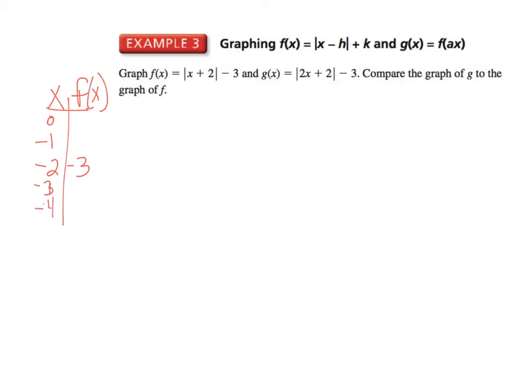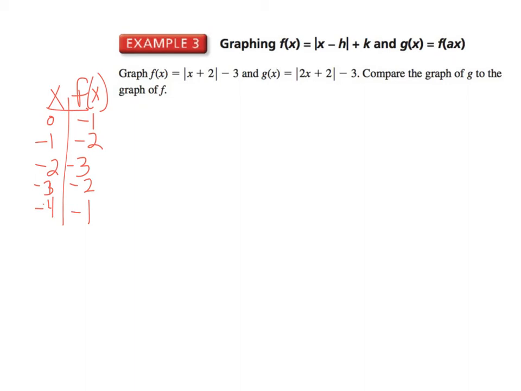If I plug them in, they should be symmetric. So let's see. 0 plus 2, 2 minus 3 would be -1. If I plug in -1, that's going to give me -2. If I plug in -3, that gives me -2. And if I plug in 4, that gives me -1.